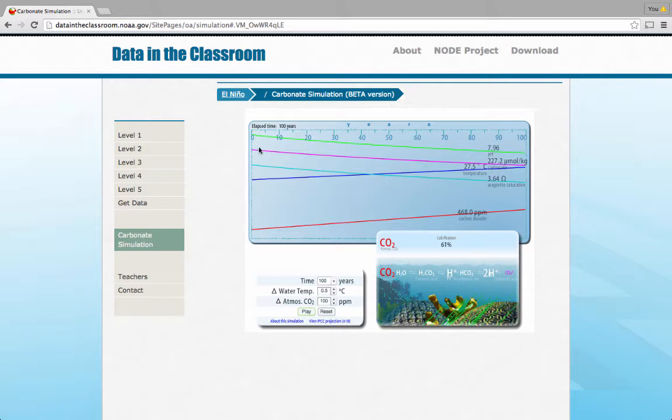We see that our carbonate concentration has decreased, our temperature has increased, our aragonite saturation has decreased, and our carbon dioxide concentration has increased. You're going to work through this simulator several times and complete a worksheet that goes with it to help understand the effects of carbonate and the environment better.